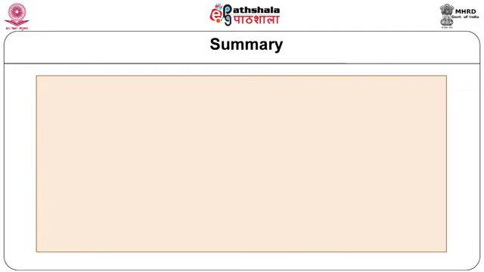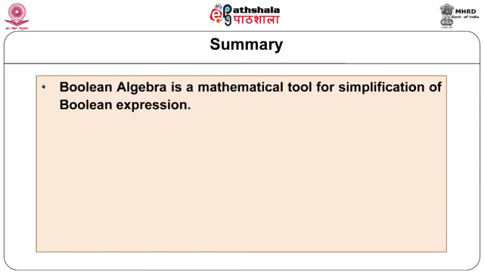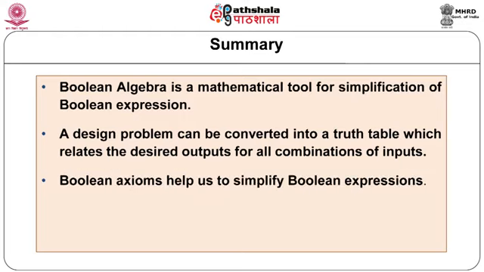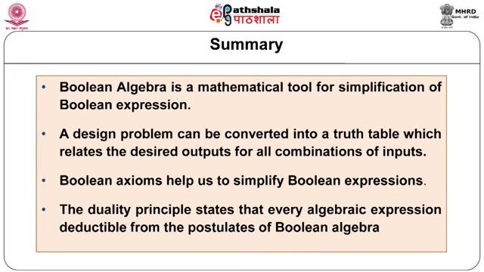Let us now summarize the topics that we have studied so far. Boolean algebra is a mathematical tool for simplification of Boolean expressions. A design problem can be converted into a truth table, which relates the desired outputs for all combinations of inputs. Boolean axioms or rules help us to simplify the Boolean expressions. The duality principle states that every algebraic expression is deducible from postulates of Boolean algebra. Thank you.